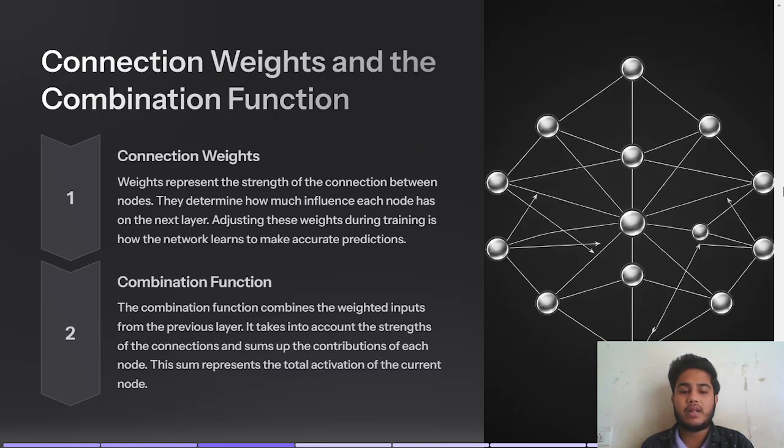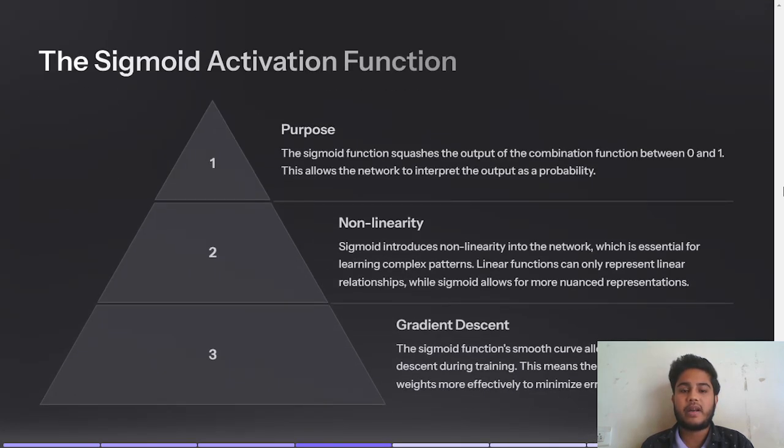The combination function combines the weighted inputs from the previous layer. It takes into account the strength of the connections and sums up the contributions of each node. This sum represents the total activation of the current node. The sigmoid activation function. Its purpose is to squash the output of the combination function between 0 and 1. This allows the network to interpret the output as a probability.